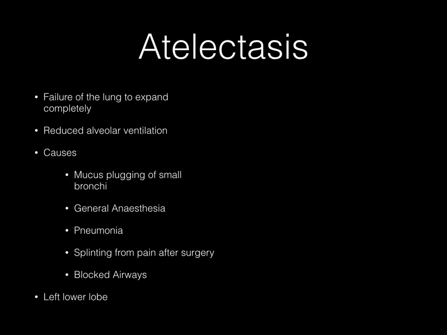Now let's go through some pathologies, and this is just a very quick description of most of the pathologies that you will come across while describing a chest x-ray. So what is atelectasis? Atelectasis occurs when there is a failure of the lung to expand completely, and this may be caused by a number of processes that can result in reduced alveolar ventilation, including blocked airways. It could be mucus plugging of small bronchi, even after general anesthesia, pneumonias, splinting from pain after surgery, or blocked airways.